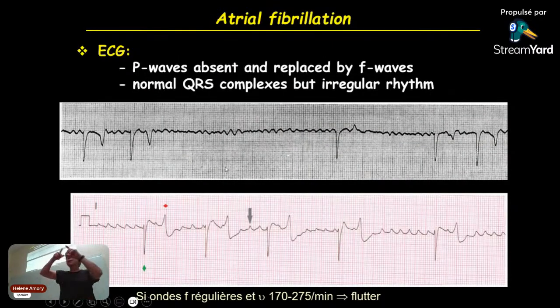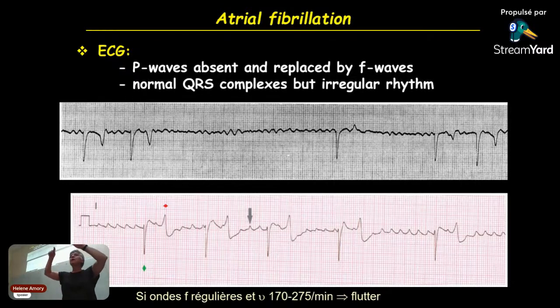Okay, so if we simulate it with this guy, it will be like this. The atria don't contract in an organized way, but they are fibrillating, and sometimes there is depolarization of the ventricle. On the ECG, the QRS complexes will be normal, just appearing irregularly.